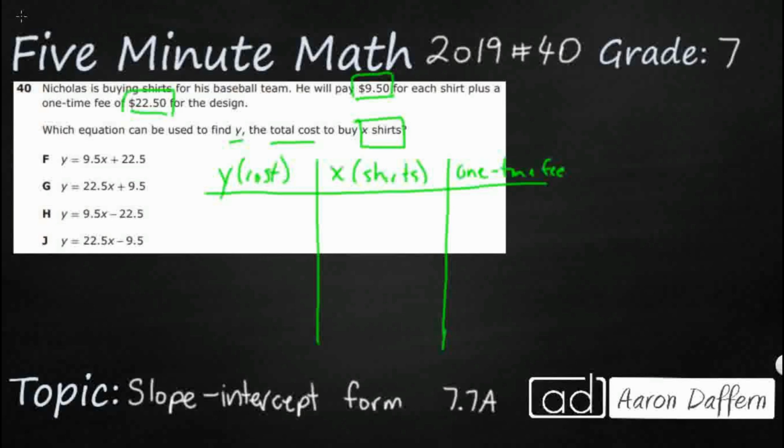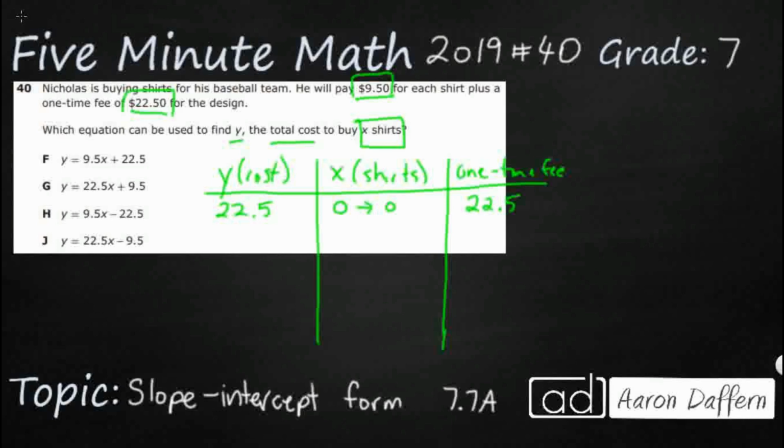All right, so let's see what happens if I buy 0 shirts. Well, that's going to be pretty simple. That's going to cost $0 because I'm not paying $9.50. I do have to pay $22.50, so I'll go ahead and put that 22.5 right here. If my x is 0, my y is 22.5.